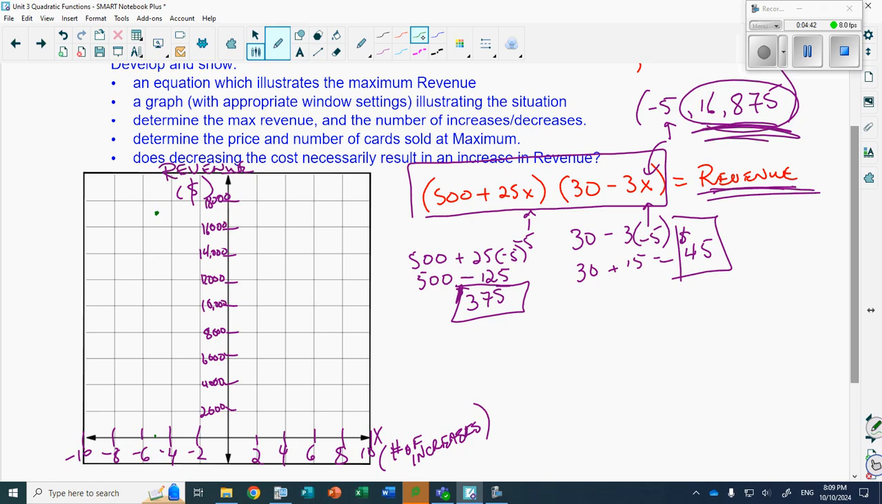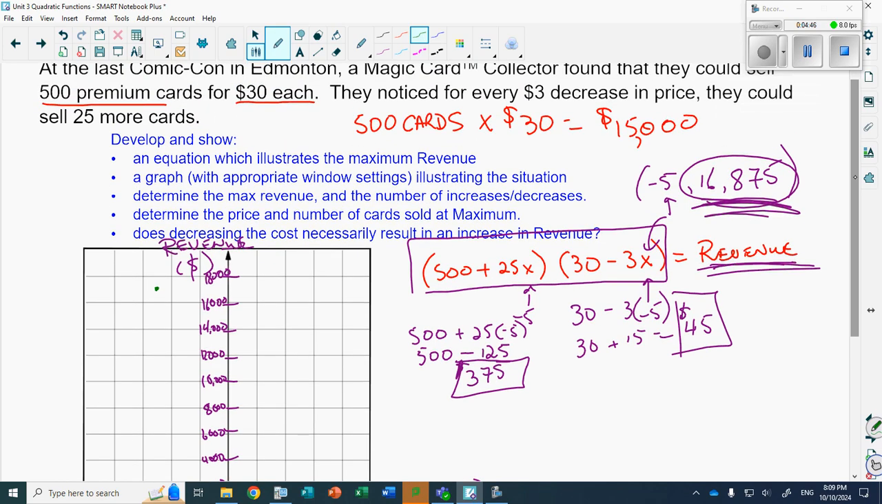Now, don't forget that your original revenue was 15,000. When did that happen? When these increases were 0. So guess what? You just gave me the y-intercept at 15,000. There it is, right there. So you can actually put a sister point down.